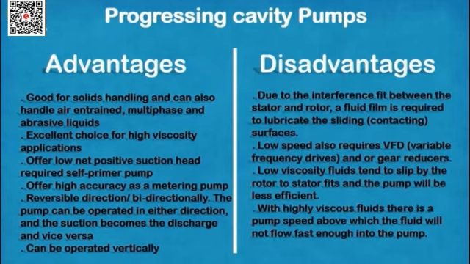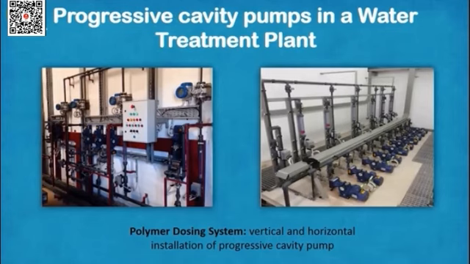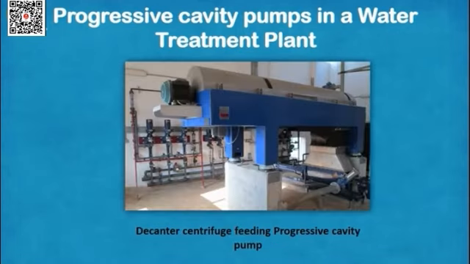In a water treatment plant, these pumps are used for metering and dosing polymer. Here you can see the installation of the pump vertically or horizontally depending on available space. Here is another picture of a progressive cavity pump fed by a decanter centrifuge.